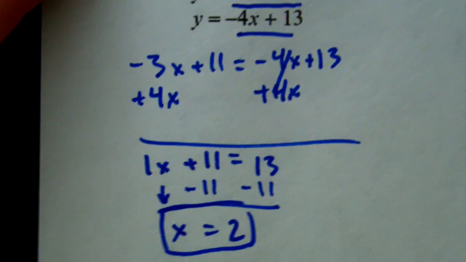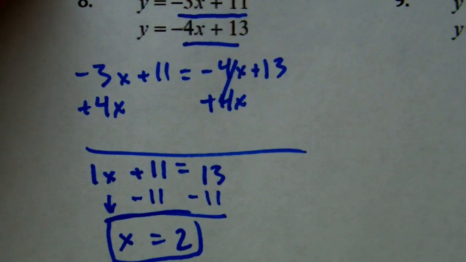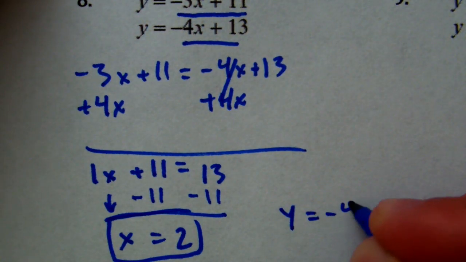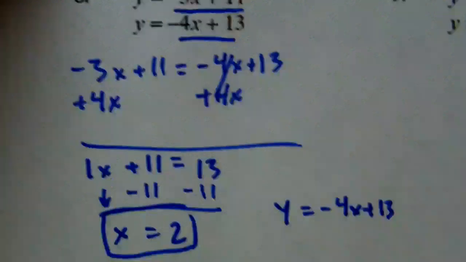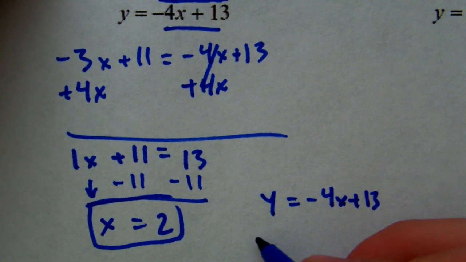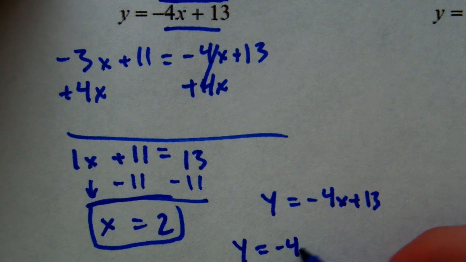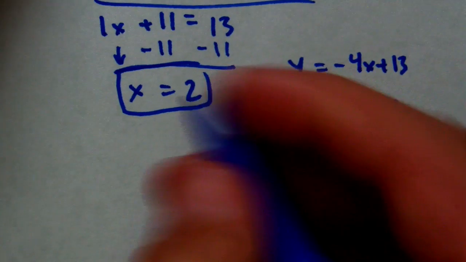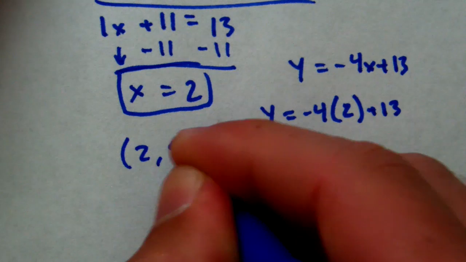Now, we're going to take this x value. We're going to plug it into one of our equations. And I'm going to go ahead and plug it into y equals negative 4x plus 13. And you can plug it into any equation you want. You can plug it into either one. Just make sure it's the original equation. y equals negative 4 times 2 plus 13. Negative 4 times 2 is negative 8. And then we add 13 to that, which is 5. So what we have right now is an ordered pair of (2, 5).